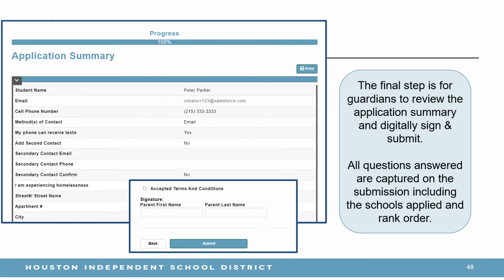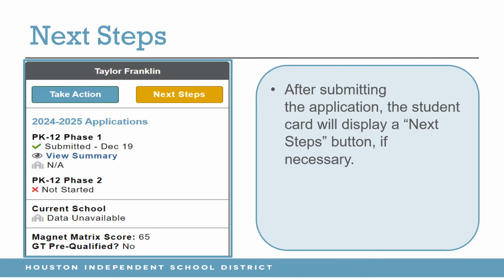The application summary provides an opportunity for you to review all information submitted. You will click Accepted Terms and Conditions, enter your first name, last name, and click Submit. By clicking Submit, you are providing a digital signature of information as well as submitting your application for review. Once you have submitted your application, the student tile will now reflect Take Action, 2024-2025 application phase 1 submitted on the date of submission, and you are able to view the summary.